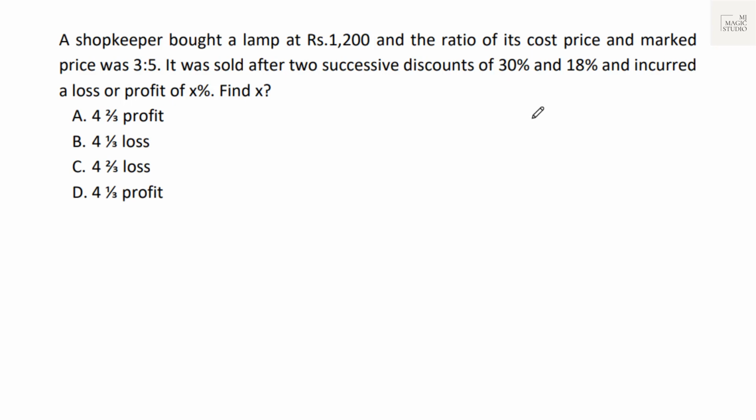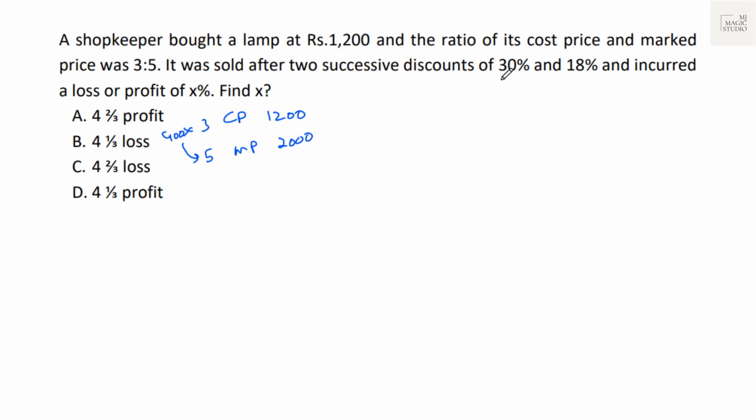New one on the screen. I hope you are trying. Okay, classical take. A shopkeeper bought a lamp at 1200. Cost price is 1200 and its cost price and mark price ratio is 3:5. So if 3 is 1200, that is 400. So marked price is 400 into 5, that is 2000.